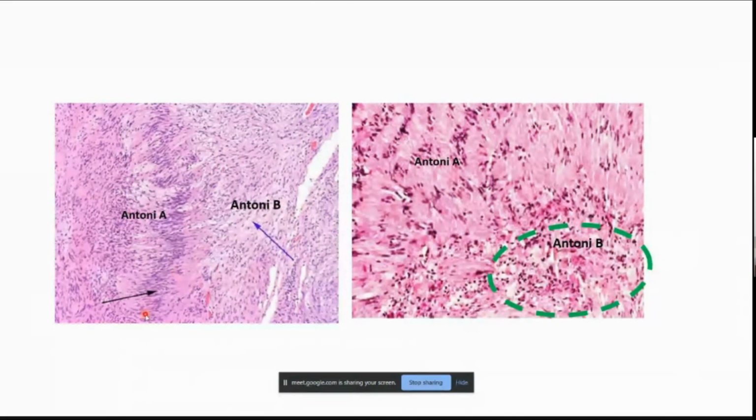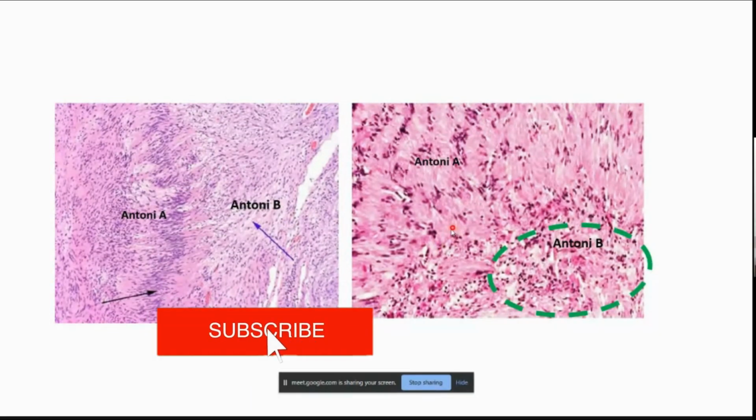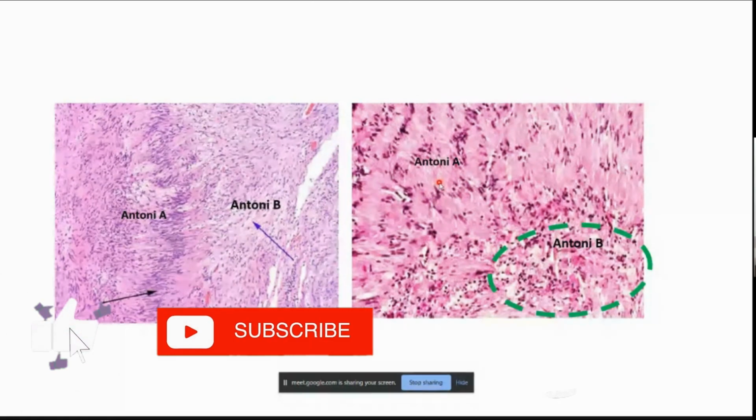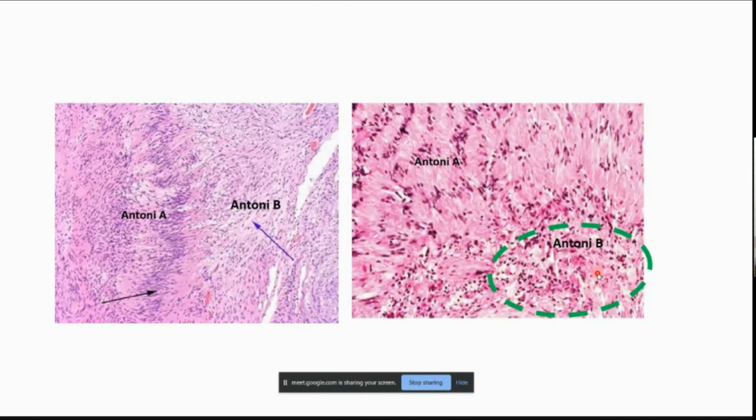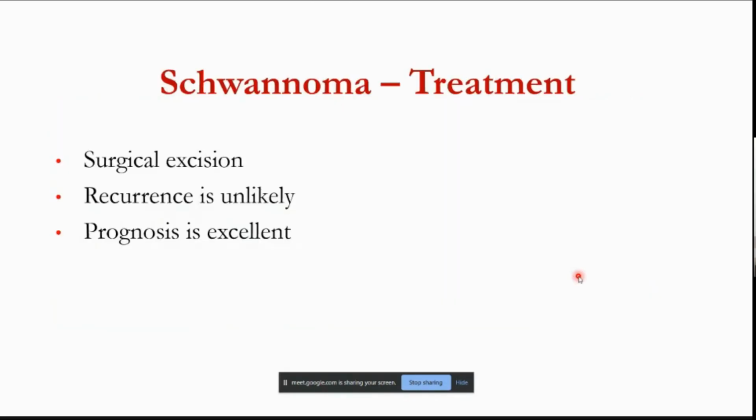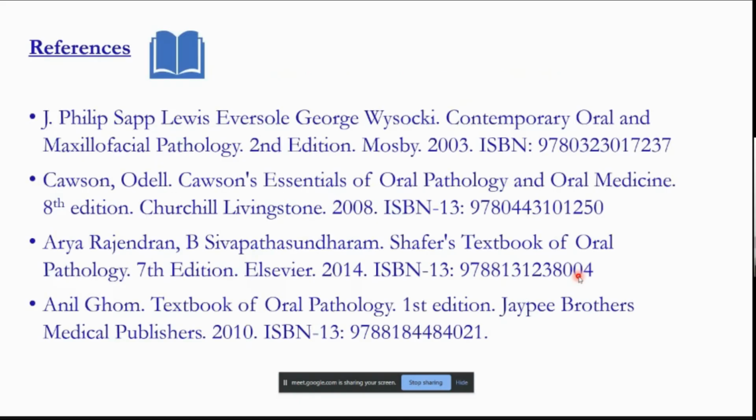Here is another nice picture to show you Antoni type A. See this very uniform arrangement even here. There is a pink eosinophilic area, and then there are fascicles around it. Whereas here it's Antoni type B, which is just a haphazard arrangement of the spindle cells in a myxomatous stroma. The treatment is surgical excision, recurrence is usually not present, and the prognosis is excellent when it comes to a schwannoma. It is quite difficult, and you have to be very careful when you're differentiating a schwannoma from a neurosarcoma.